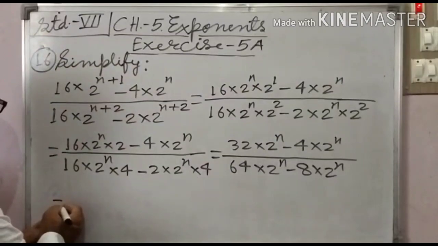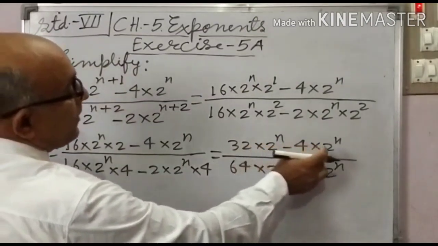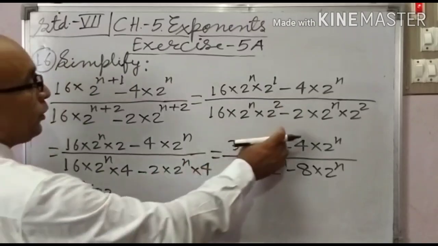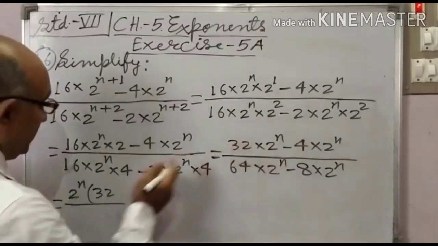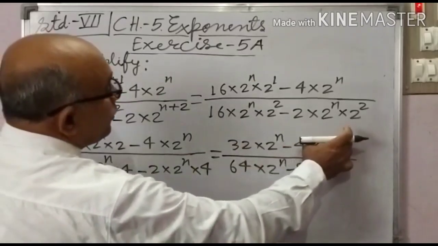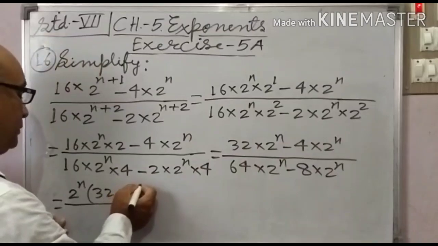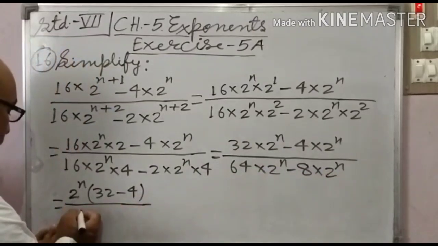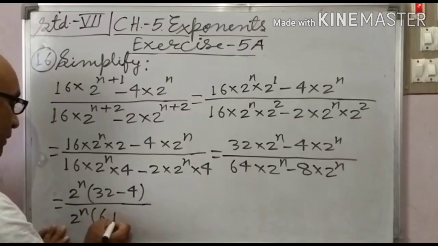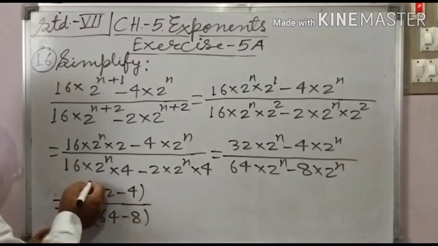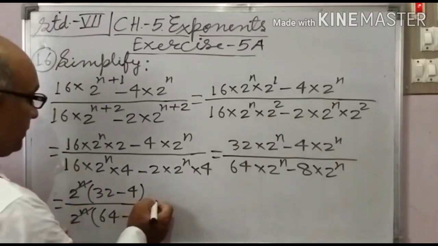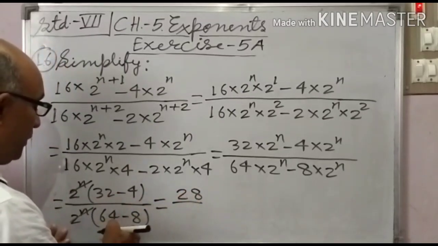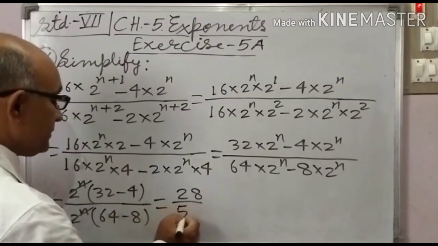Next step, equal to, here 2 to the power n is common, so 2 to the power n into remaining 32 minus 4, divided by 2 to the power n also common, 2 to the power n into 64 minus 8. 2 to the power n by 2 to the power n is cancelled, equal to 32 minus 4, 28, 64 minus 8, 56.